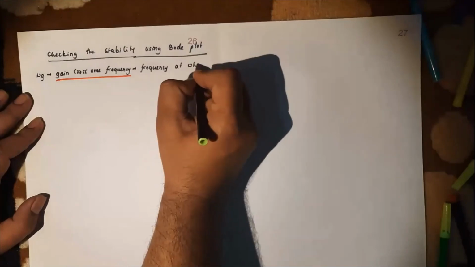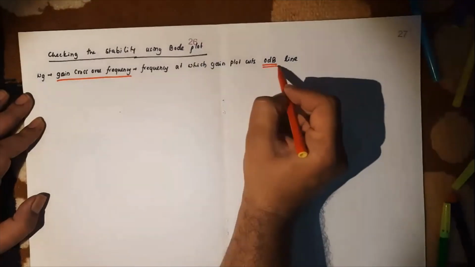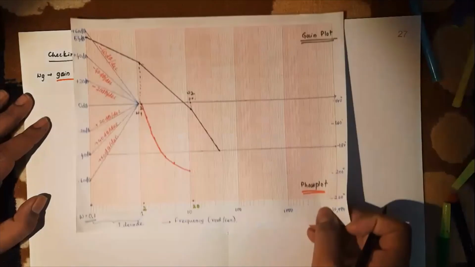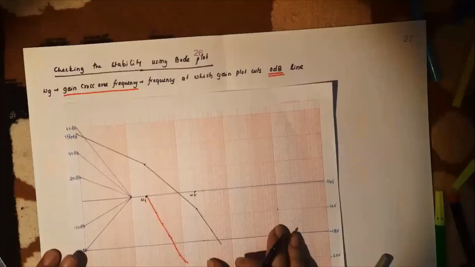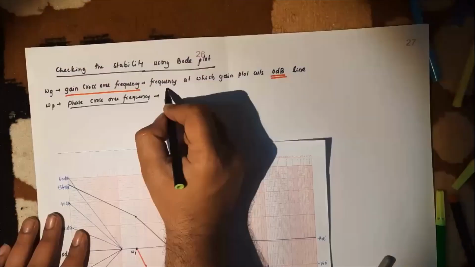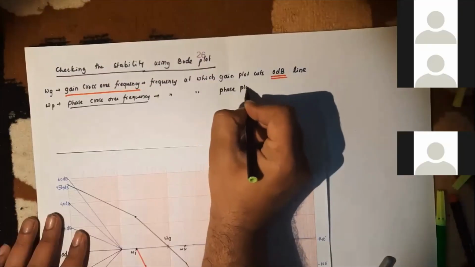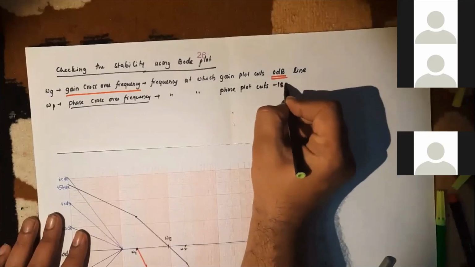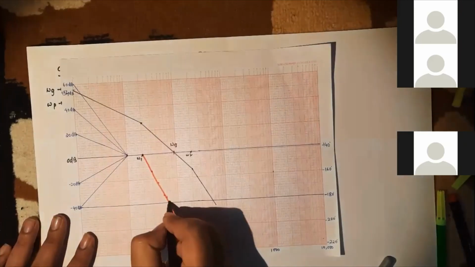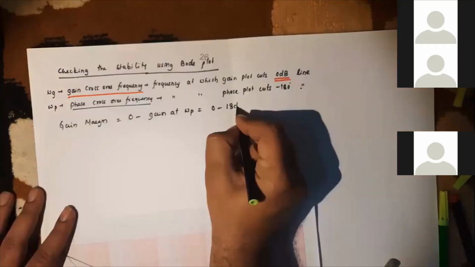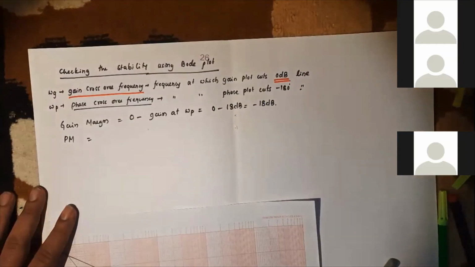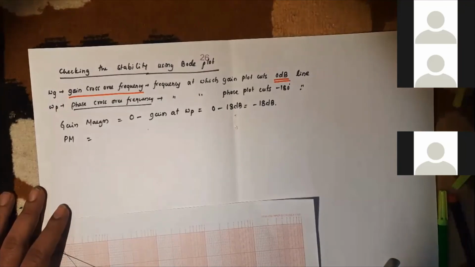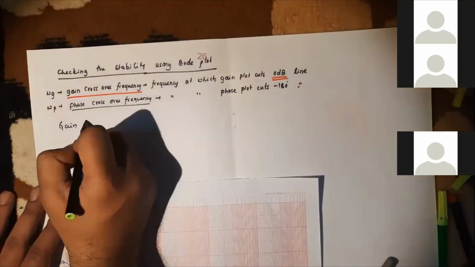So it is a frequency at which the gain plot cuts the 0 dB line. And similarly, phase crossover frequency is where the phase plot cuts the minus 180-degree line that I have shown you. Fine. So next, we need to find gain margin and phase margin.